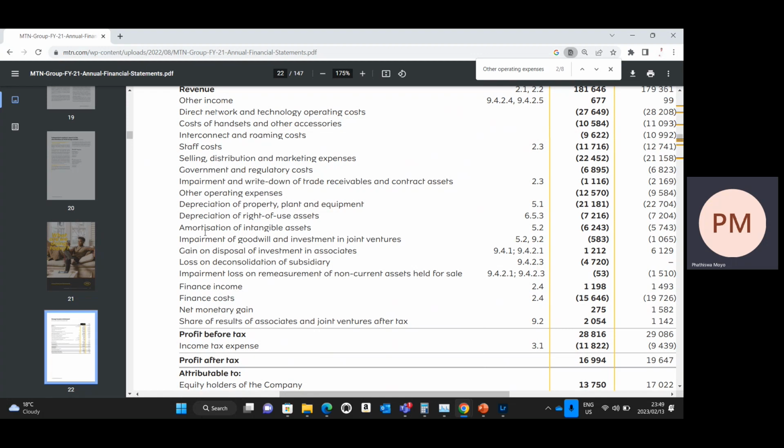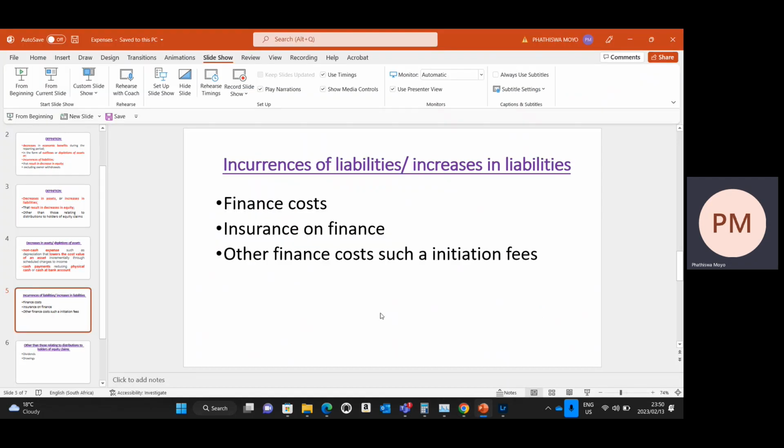So these are the financial statements of MTN. You see that there's depreciation of PPE. Rights of use, we're not learning that now. The amortization of intangible assets, the impairment. So I wanted to note this when we're talking about the increase in liabilities, because the business has taken a loan, the business has taken the mortgage bond, they have to service that. So them servicing that results in an expense of finance costs. I hope this makes sense to you guys.